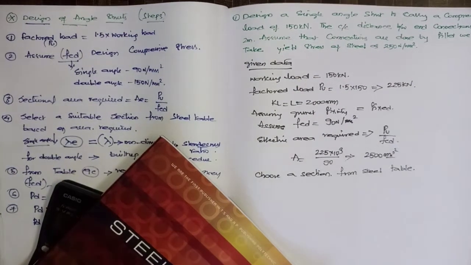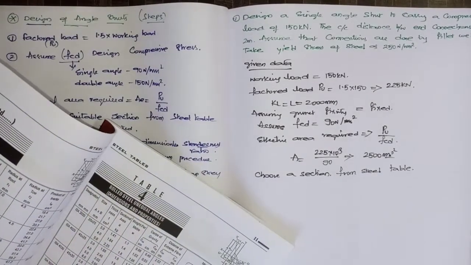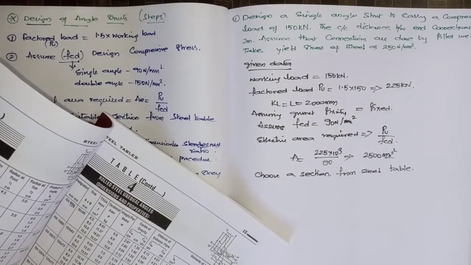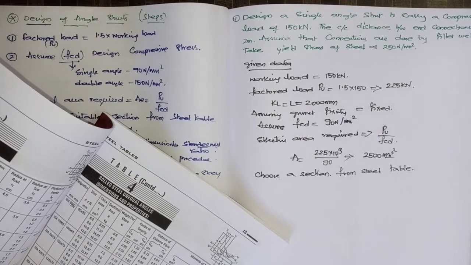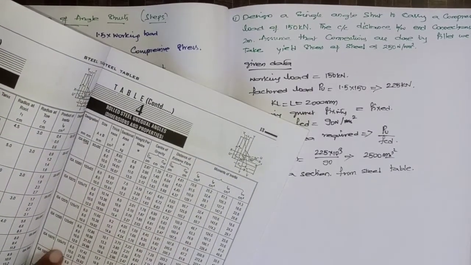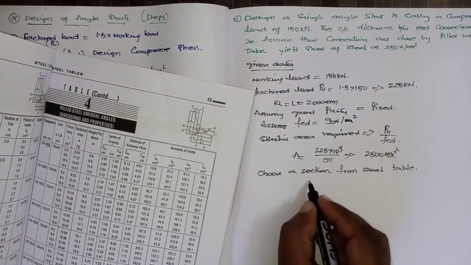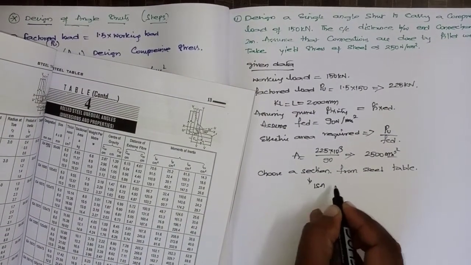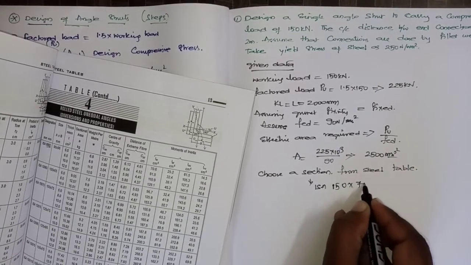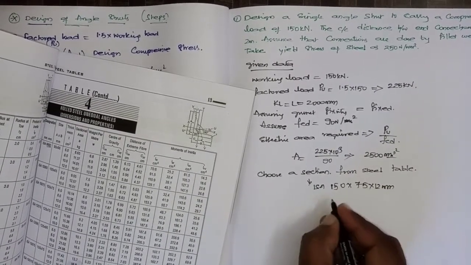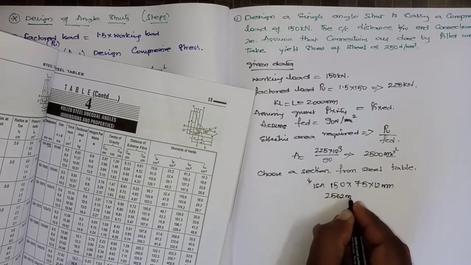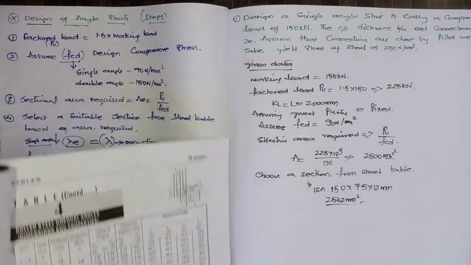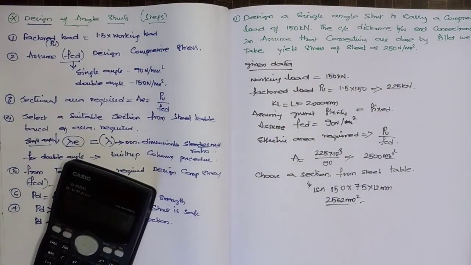Okay, let us consider the area. This one, see, 25 by 75 by ISA 150 by 75 by 12 mm with an area of 2562 mm square, right? So after choosing the section, the procedure will be the same as what you did in the analysis problem.